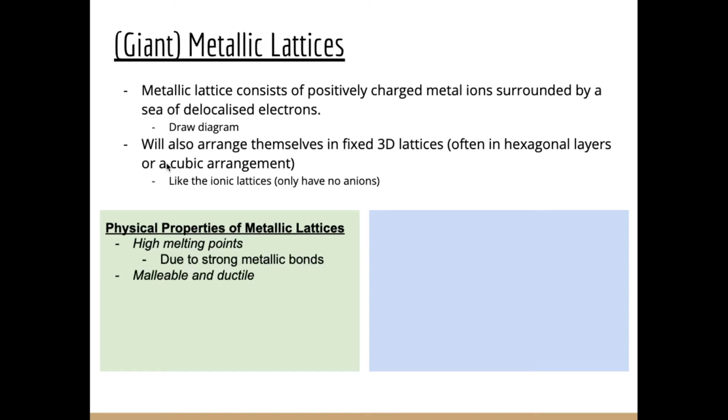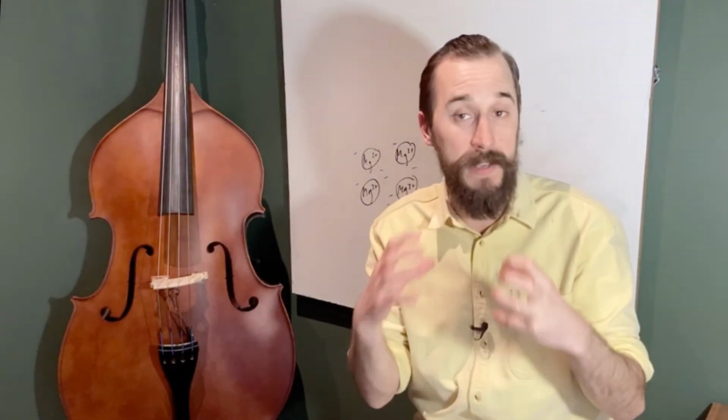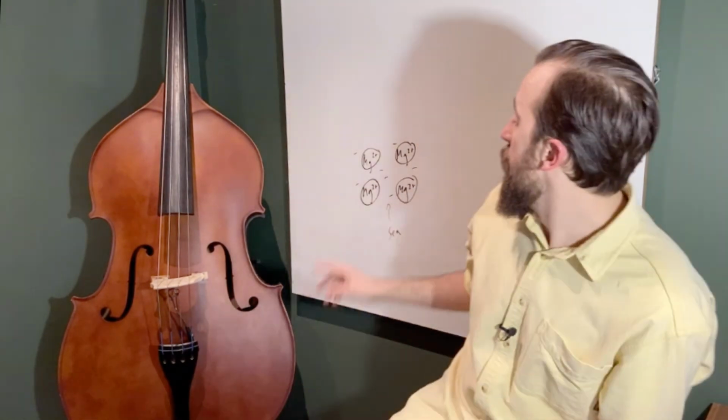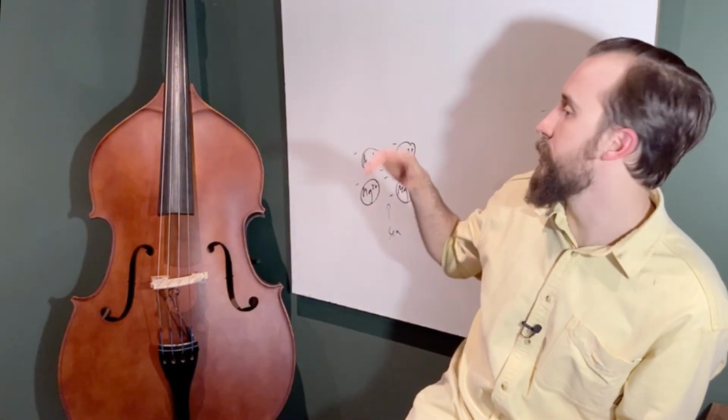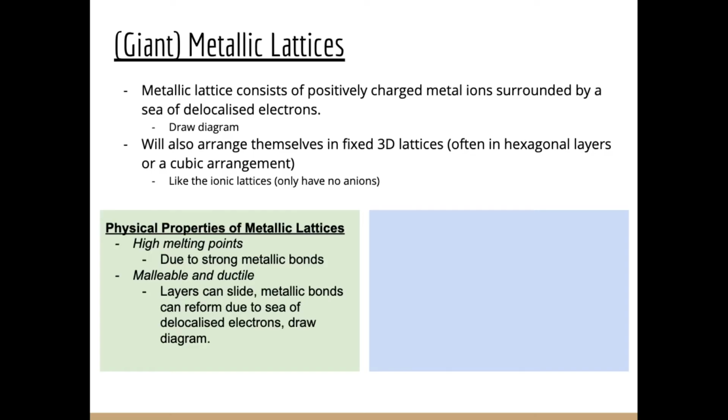Due to the strong metallic bonds, they're malleable and ductile. So unlike the ionic substances that were very rigid and very fixed in their shape, this sea of delocalized electrons that are constantly moving allow the cations to slide over one another. So the layers can slide, metallic bonds can reform due to the sea of delocalized electrons.